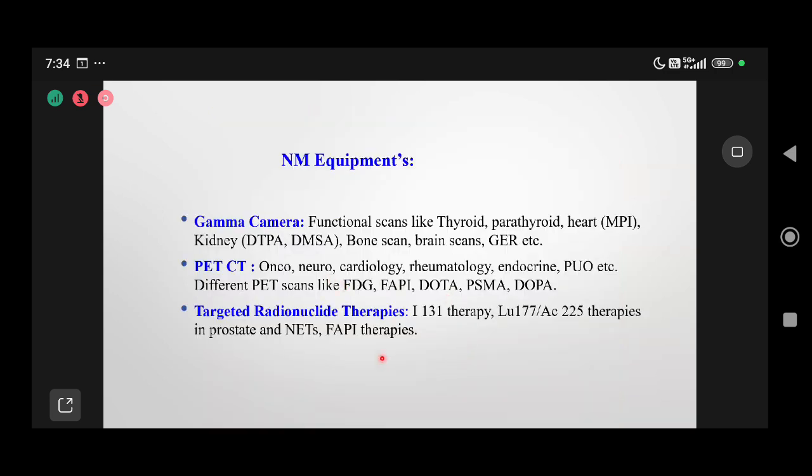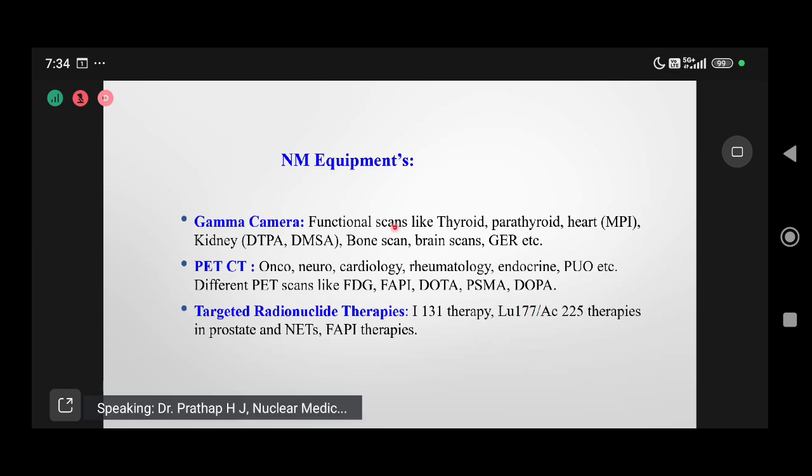Like in radiology, where we have X-rays, CT scans and MRI, we have two different machines in nuclear medicine. One is the gamma camera, and one is the PET CT. And the therapy part includes iodine therapies, lutetium therapies and actinium therapies. They have different indications.